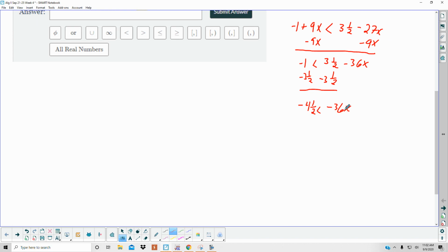Now, before I can divide out that negative 36, which is held by multiplication, I need to write this as an improper fraction. So you go 4 times 2 is 8, plus 1 is 9. So that's negative 9 over 2 is less than negative 36x. Let me rewrite it over here: negative 9 halves is less than negative 36x. Sorry if I said x there.